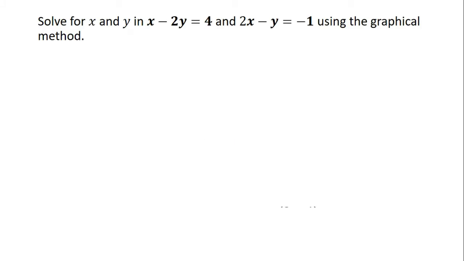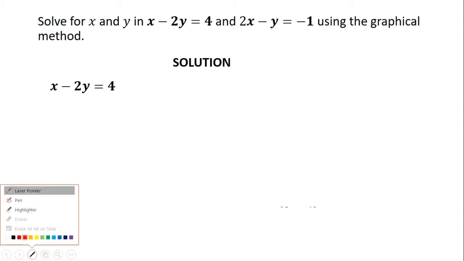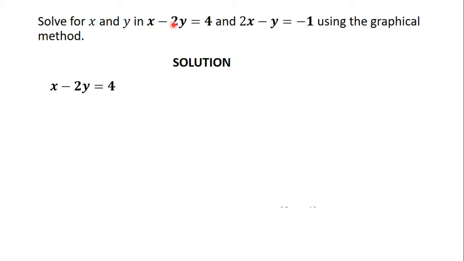Solve for x and y in x minus 2y is equal to 4 and 2x minus y is equal to minus 1 using the graphical method. So how do we do this? Now, if we want to use the graphical method, this is what you have to do. You are going to draw the graphs of the two equations that have been given to you. Now, this is what I mean. You are going to draw the graph of this equation and this equation on a graph sheet.